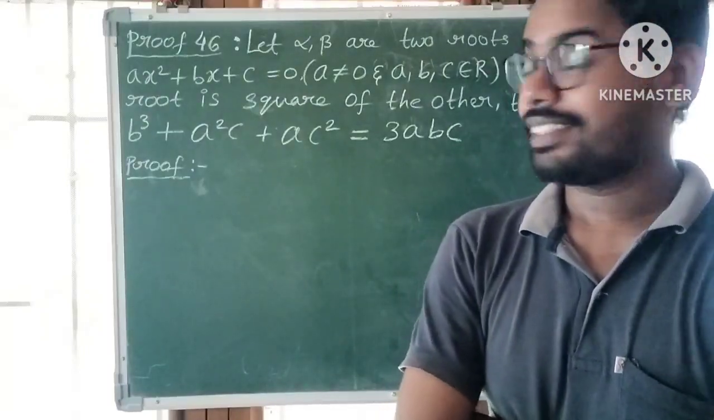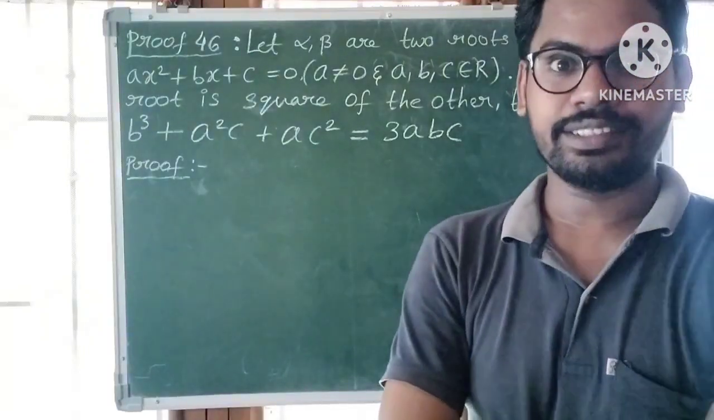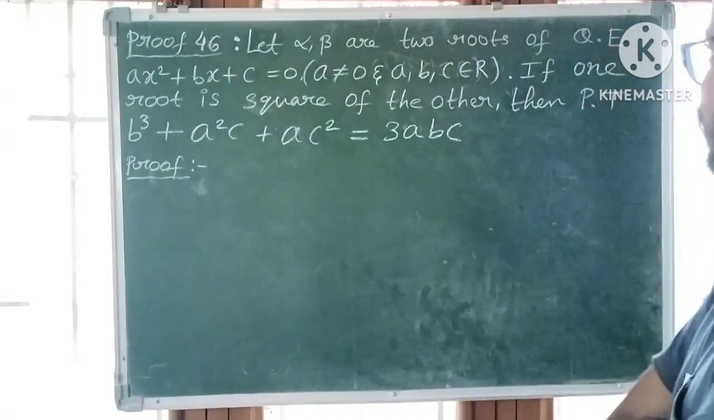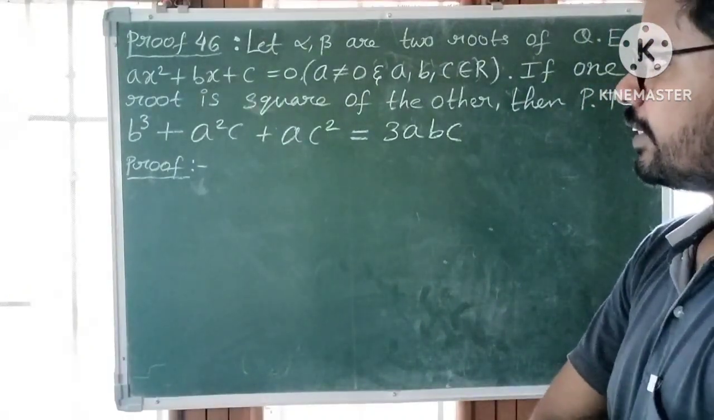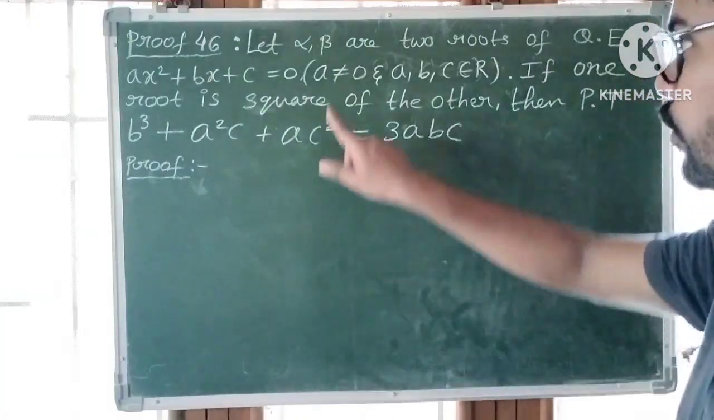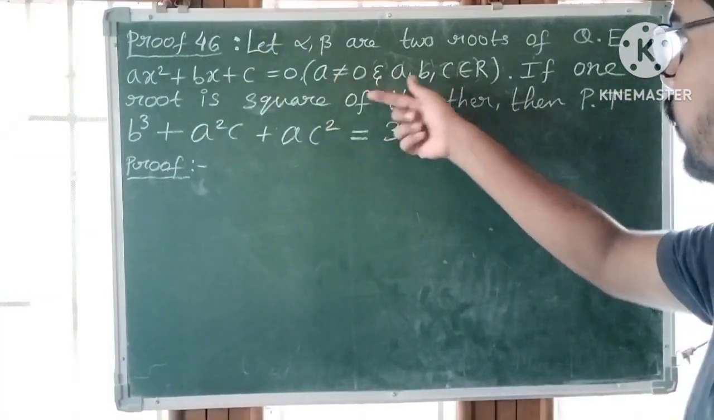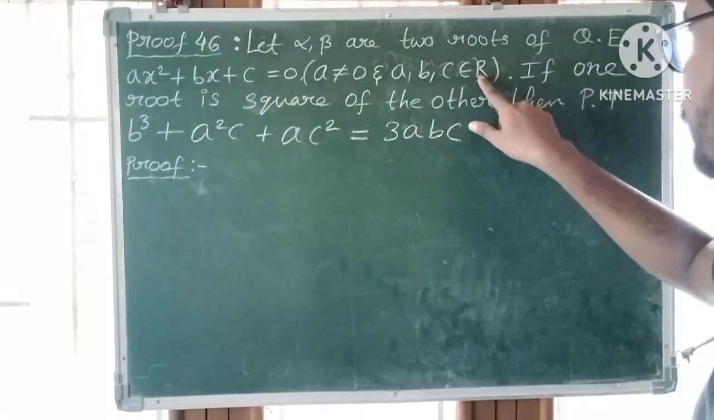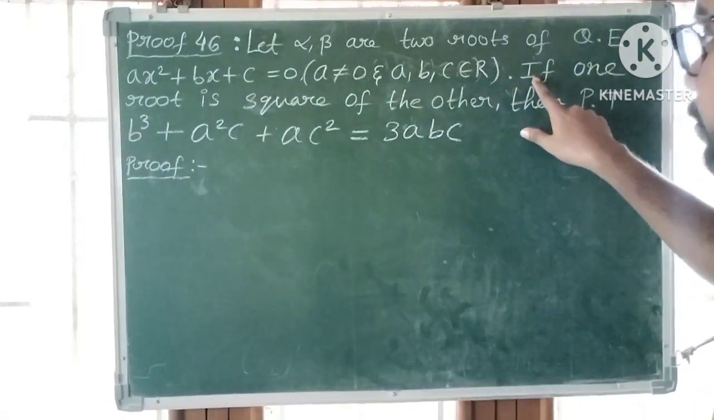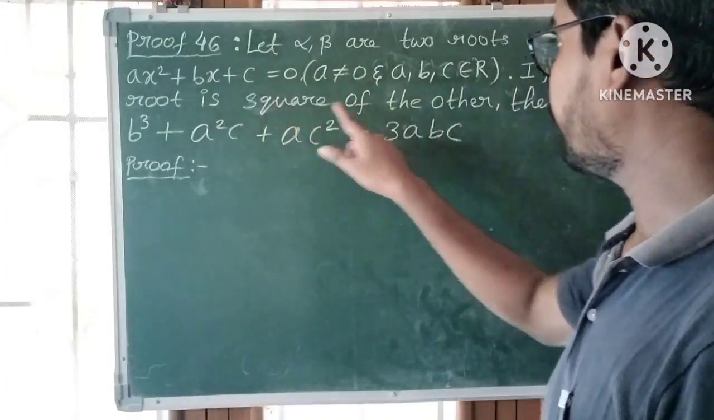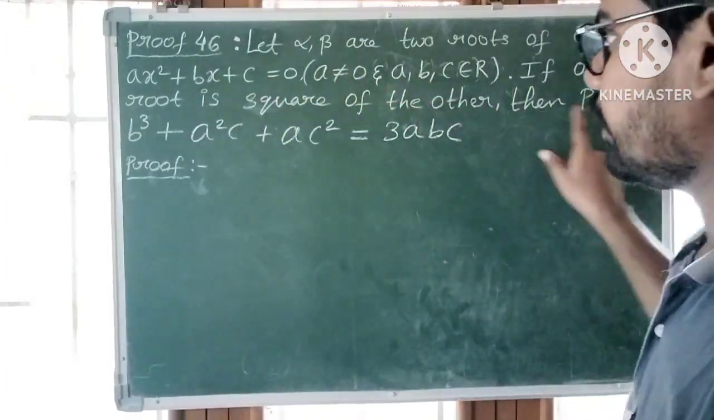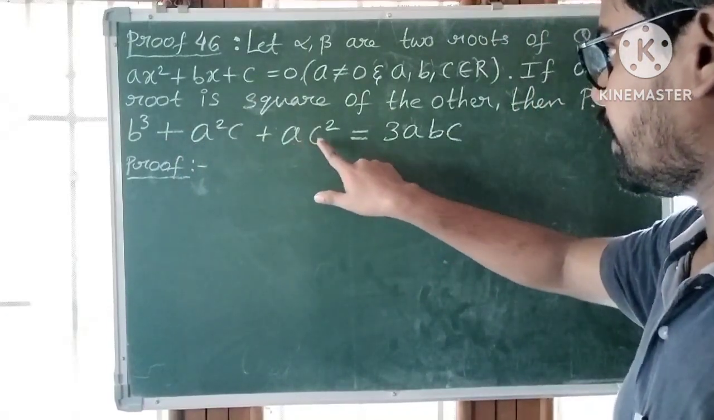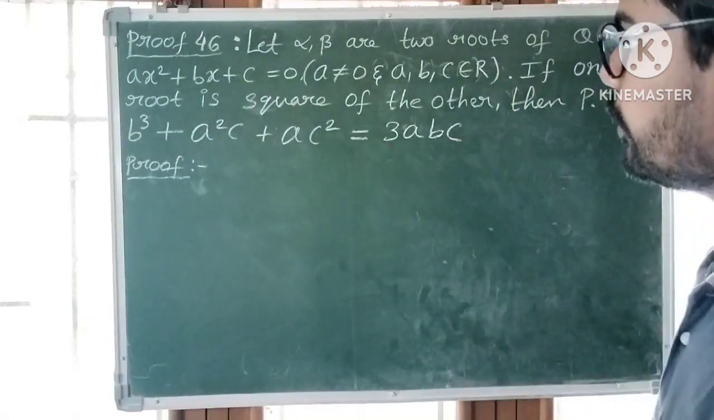Hi everyone, next proof number 46. Let alpha, beta be two roots of the quadratic equation ax square plus bx plus c is equal to 0, where a not equals to 0 and a, b, c belong to R. So R means set of real numbers. And if one root is the square of the other, then prove that b cube plus a square c plus ac square is equal to 3abc.